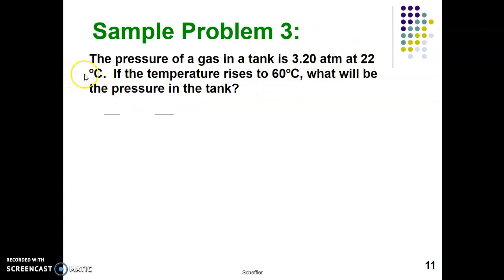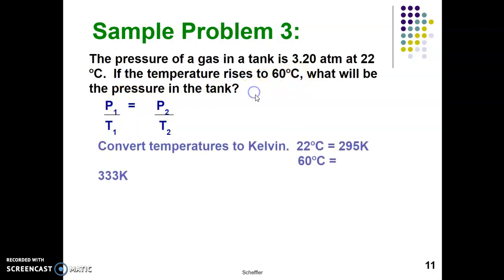Since we only have a pressure and temperature here, we're going to go ahead and plug them in. So P1 over T1 is equal to P2 over T2. Our first step is going to be convert our Celsius into Kelvin. So convert the temperature to Kelvin: 22 degrees Celsius plus 273 is 295. 60 degrees Celsius plus 273 is 333 Kelvin.